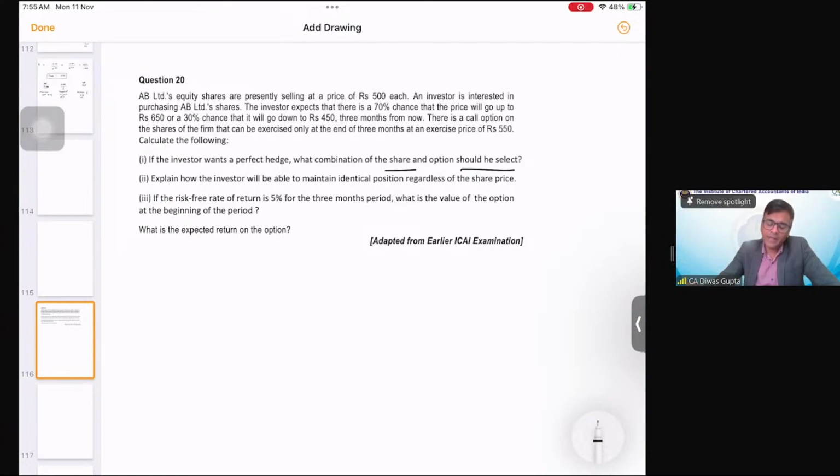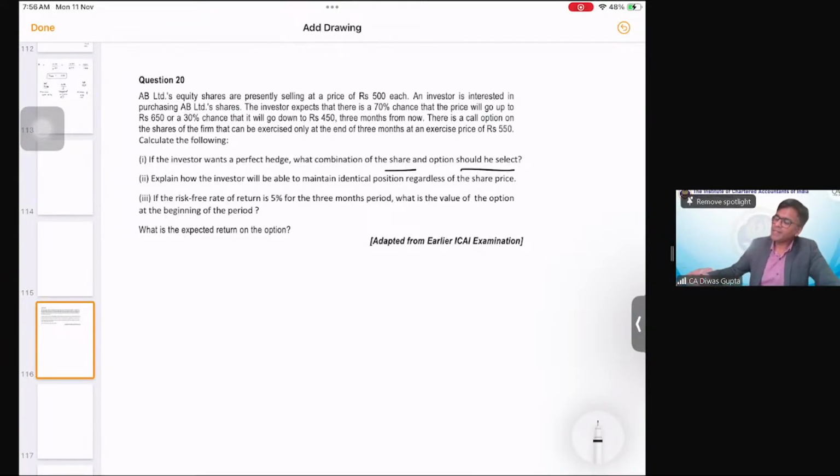Explain how the investor will be able to maintain identical position regardless of the share price. That means a complete hedge. The second part is also asking us to calculate the complete hedge. If the risk-free rate of return is 5% for the 3 months period, what is the value of the option at the beginning of the period? And lastly, what is the expected return on the option?